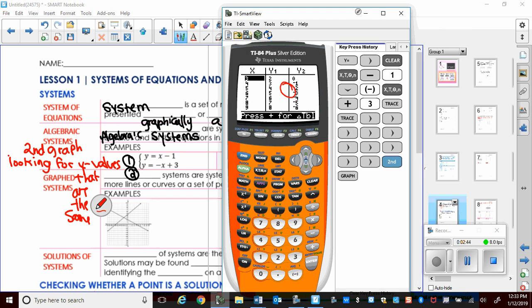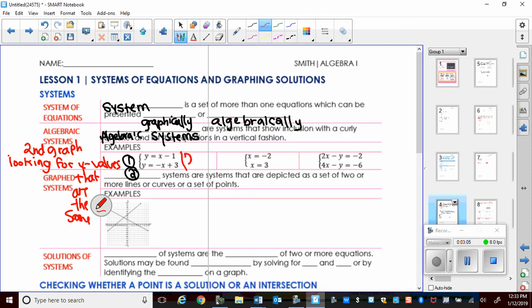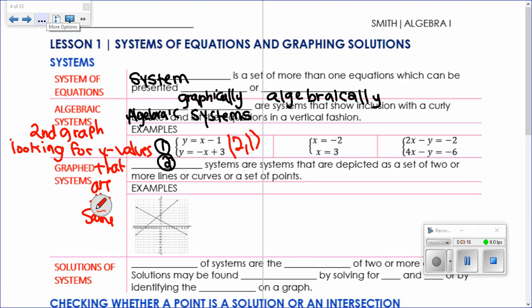So I'm doing that, right? Looking for my y values that are the same. I might have to move up a little bit, or down a little bit. So looking for the x value where y values are the same. And I clearly see it now. It's right here. It's 2, 1. So here, my intersection is 2, 1. So a couple different things we could do to find the solution to those systems. But anyways, let's get back to what we should be doing here.